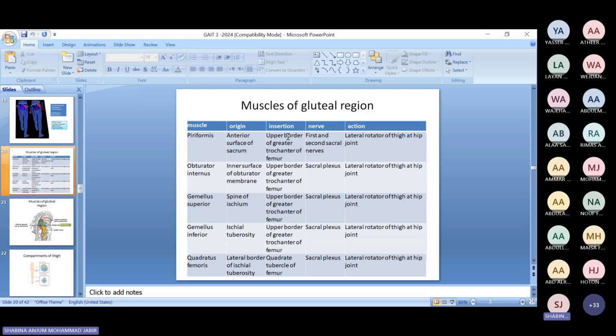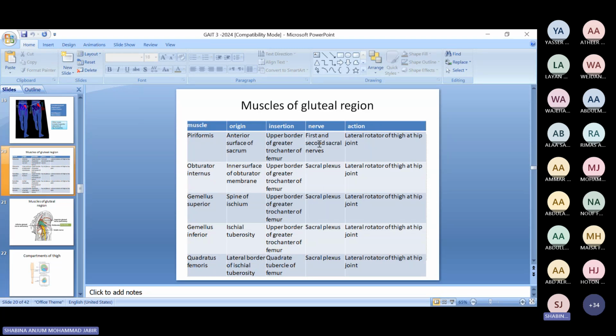So in general, all these muscles are inserted over the greater trochanter, right? And this quadratus femoris is attached to the quadrate tubercle, which is below the greater trochanter. So just remember, when all these muscles contract, they will take the hip to the outer side, meaning they will do the lateral rotation of the thigh at the hip joint. So what do they do together? They will do the lateral rotation.